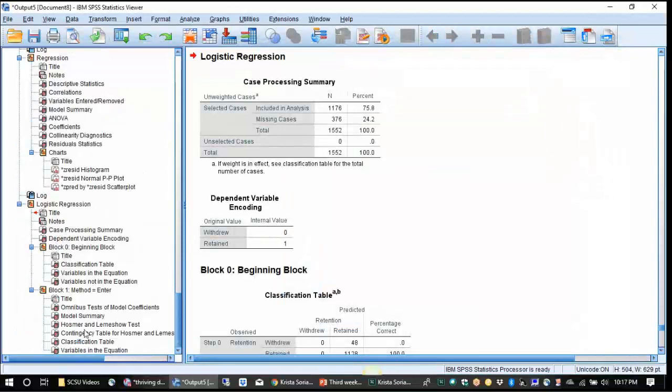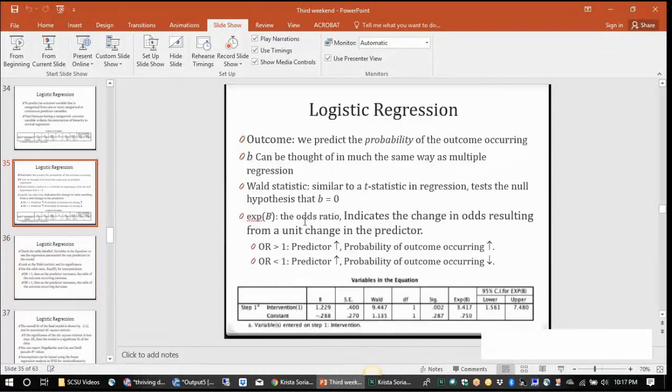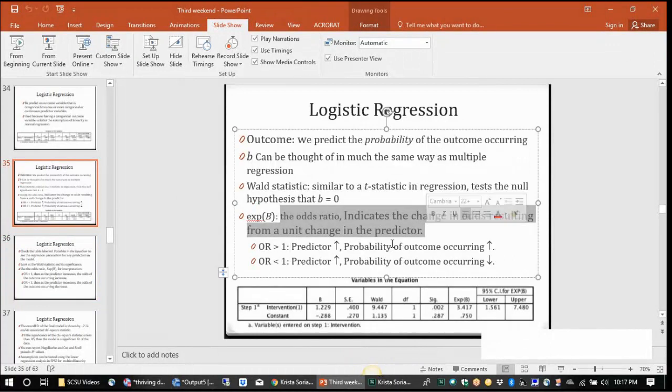So as I mentioned, we're going to scroll down to variables in the equation, and this is where we're going to see whether our variables are significant or not. And the way that we interpret this is for a 1 unit increase in our independent variable, like GPA, we're going to see an odds increase in our exponentiated beta. So on this slide here, I've got the odds ratio. It's the change in odds resulting from a unit change in the predictor.